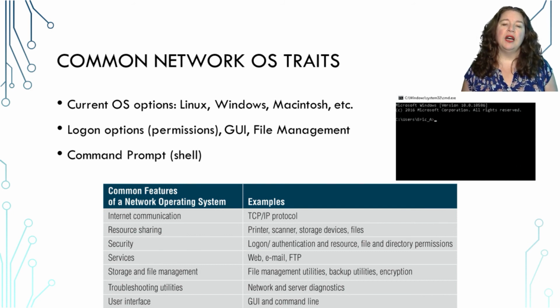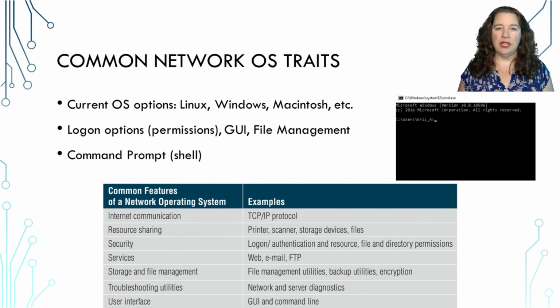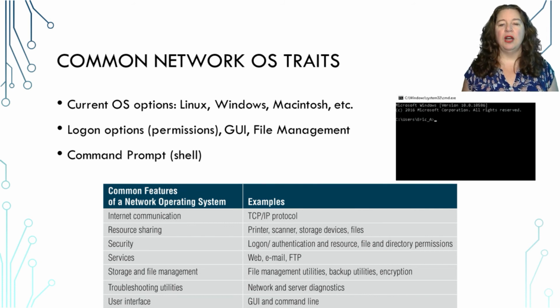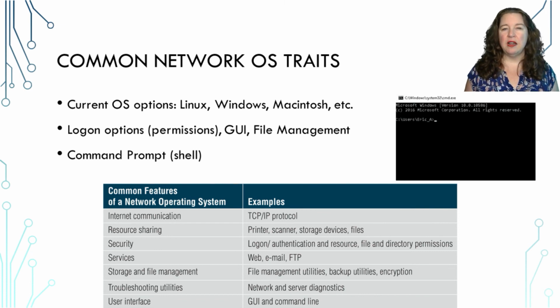A couple of examples of some features that it's going to have. Obviously, a network OS has got to communicate with the internet. So we have to have some version of a TCP/IP protocol going in there. They're going to share resources. They're going to have some sort of login, like I said, some security. They may have some versions of services like your web or your email, FTPs to file transfer things across. Obviously, storage, troubleshooting, some diagnostics, some device management, that kind of thing.